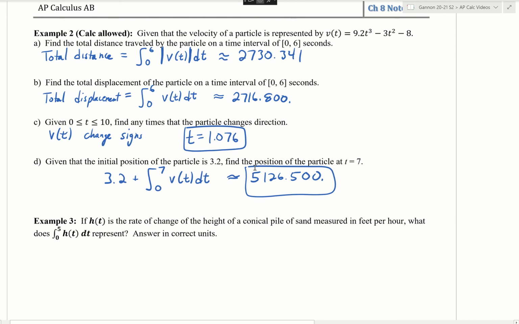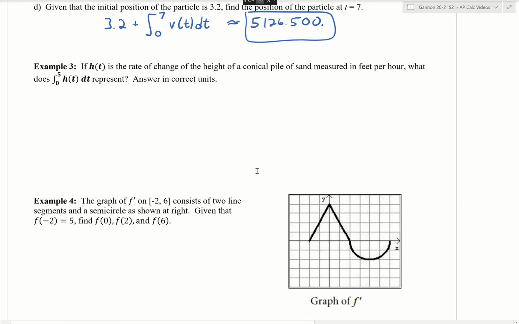All right, let's go ahead and take a look at example 3. If h of t is the rate of change of the height of the conical pile of sand measured in feet per hour, what does the integral from 0 to 5 of h of t dt represent? And we want to give that answer in correct units. So I would try this on your own. See what you come up with.